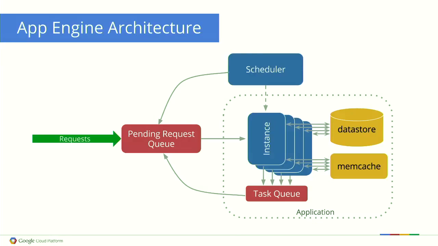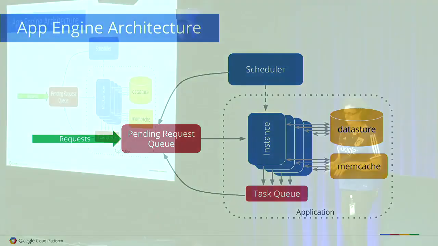App Engine architecture, I'm not going to spend too much time on this, but it's important to realize we have a pending queue, and we have instances that are spun up to handle requests coming into that pending queue, and we have a scheduler that will monitor the pending requests and spin up new instances on demand, or remove instances when there is no demand. And we have other services like Task Queue, which we'll look at shortly, and the Datastore, which we mentioned, and Memcache, which we'll also look at shortly. We have another interactive version of this diagram coming up soon as well.